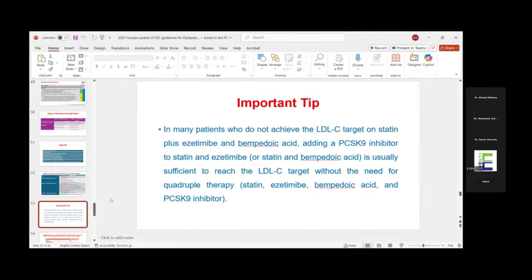It should be noted that in many patients who don't achieve the LDL target on statin, ezetimibe, and bempedoic acid, adding a PCSK9 inhibitor to a statin and ezetimibe, or to statin and bempedoic acid, is usually sufficient to reach the LDL target without the need to use the quadruple therapy.